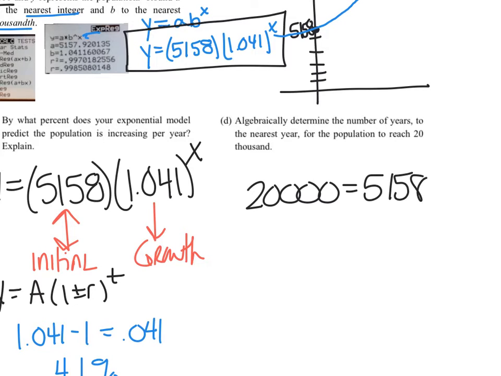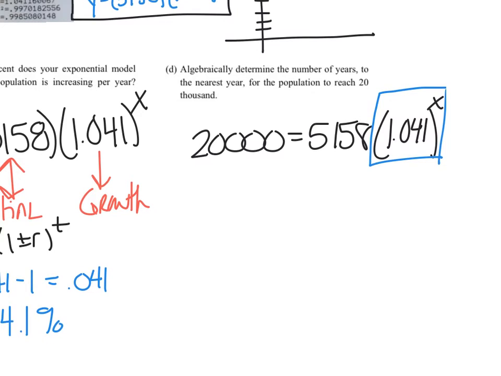Okay, great review. Remind yourself that this exponent, box it in, is only on this number. So the first thing you have to do is get rid of this 5158. To do that, notice it says times. I'm going to divide each side by 5158.